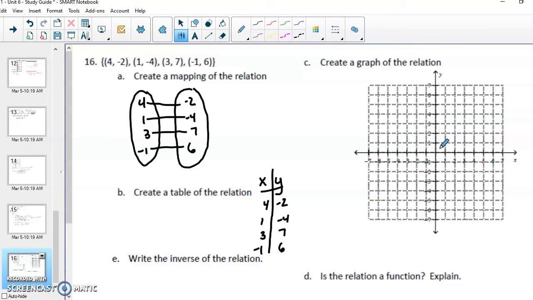Create a graph. I think you guys know how to graph too, and this is nicely labeled. I'll go in blue. 4, -2. 1, -4. 3, 7. -1, 6. Is it a function? Yes. The x's don't repeat. It passes the vertical line test. Both of those would be fine.